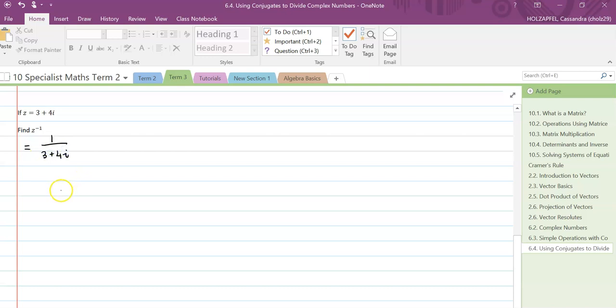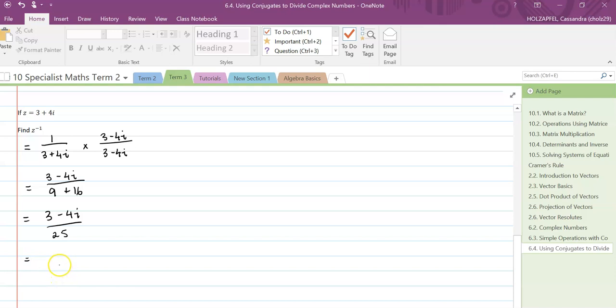So we can't leave this in this form. We need to realize the denominator. So we're going to do that by multiplying by our conjugate, and in this case, this is going to become 3 minus 4i. Now, using our sum of two squares rule, this is going to become (3 minus 4i) over 3 squared plus 4 squared. So this is going to become (3 minus 4i) over 25.